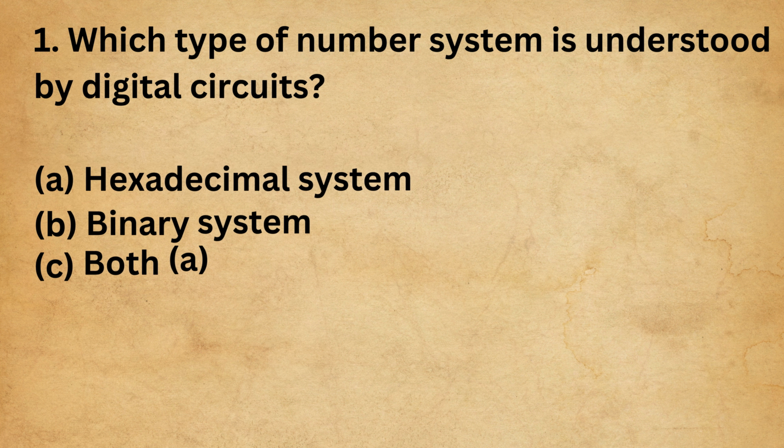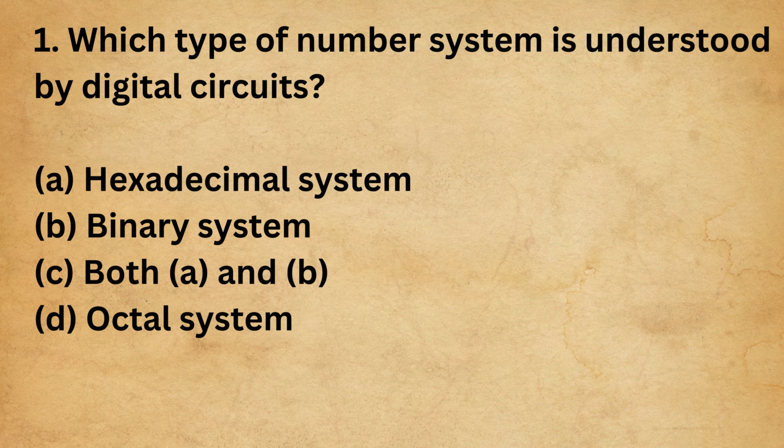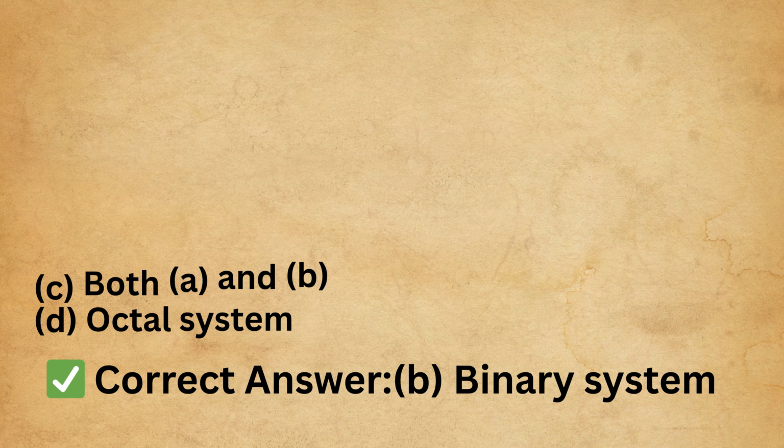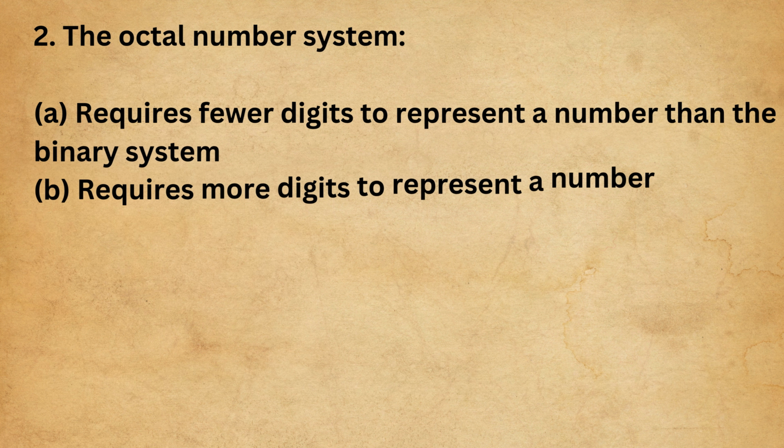Which type of number system is understood by digital circuits? A. Hexadecimal system. B. Binary system. C. Both A and B. D. Octal system. Correct answer B. Binary system.